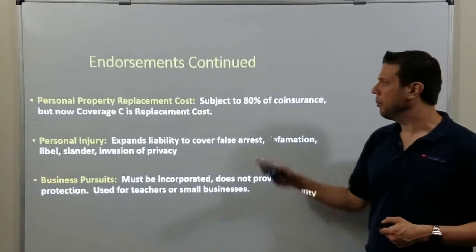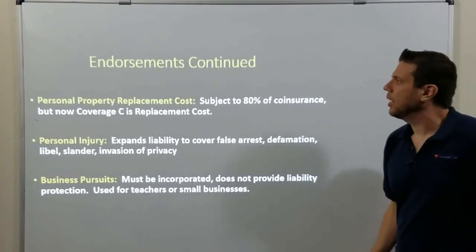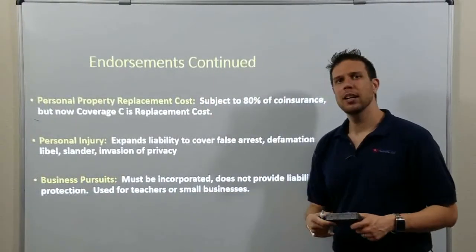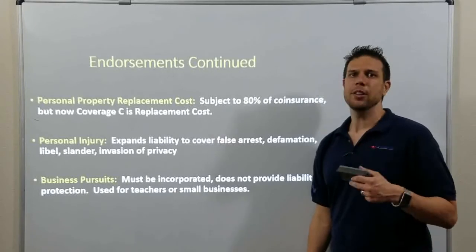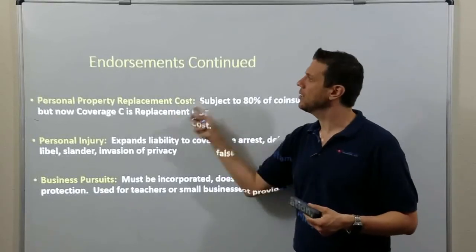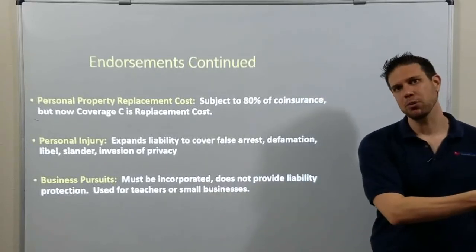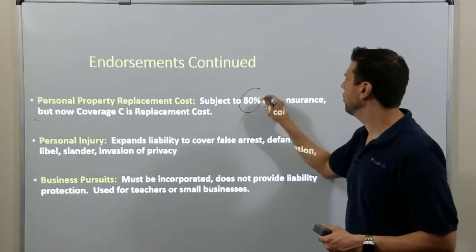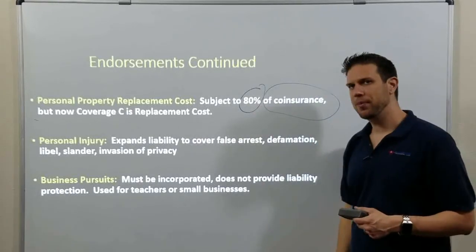So that is the, we have one more slide. Now, if you remember, coverage C was actual cash value. You can endorse it up to personal property replacement cost. So instead of doing personal articles, you can always endorse it up to personal property replacement cost. In the real world, you do both. In the real world, you'll endorse their contents up to a replacement cost. And then in the expensive items, you add on a personal articles policy. But personal property replacement cost does have an 80% coinsurance. Anytime you do replacement cost, there's always a coinsurance requirement.